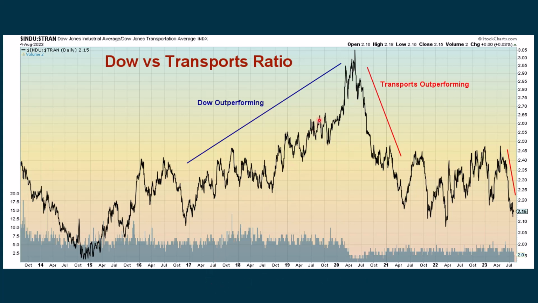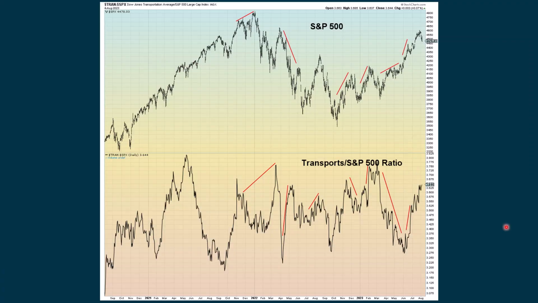Here's a new chart where I take the Dow and the transports and make a ratio. When this line is going up, that means the Dow is outperforming the transports. When this ratio is going down, that means transports are outperforming. In a more healthy environment, we want to see this ratio continue to decline, which is what it's been doing lately.